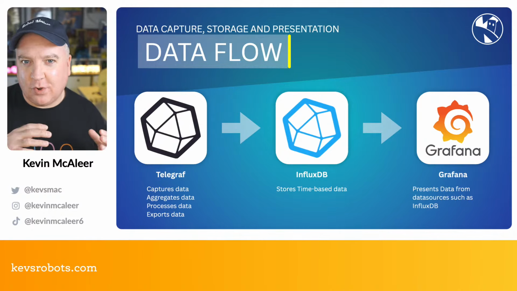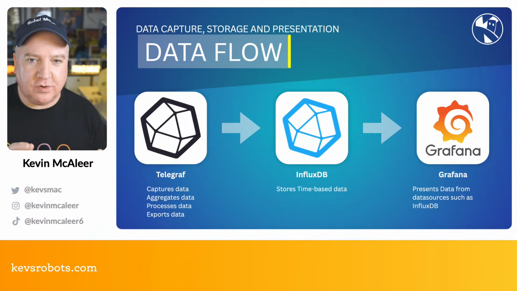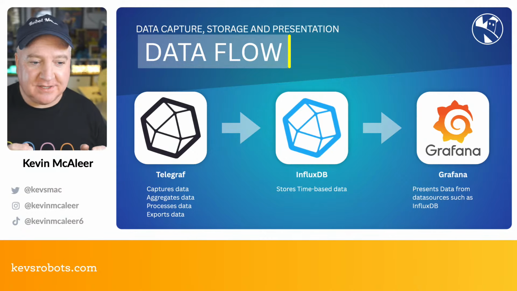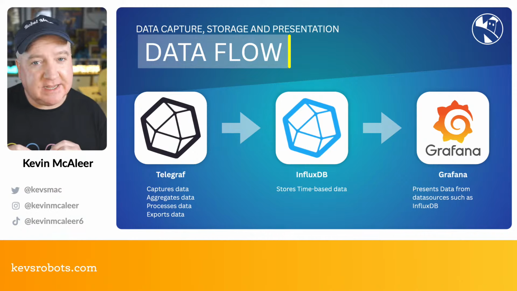So this is the kind of workflow. These three main components are going to work together to build the dashboard today. So Telegraph is going to capture the metrics from our Raspberry Pis. You can also use this to aggregate data together.